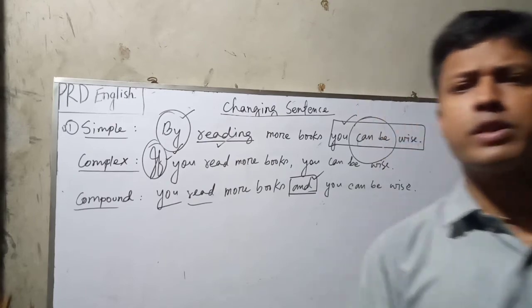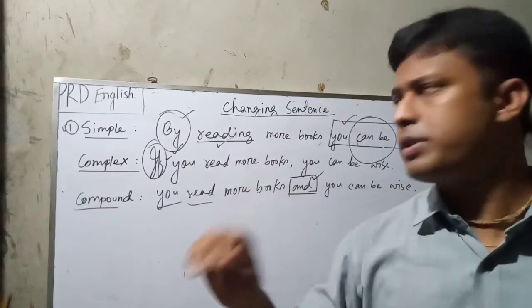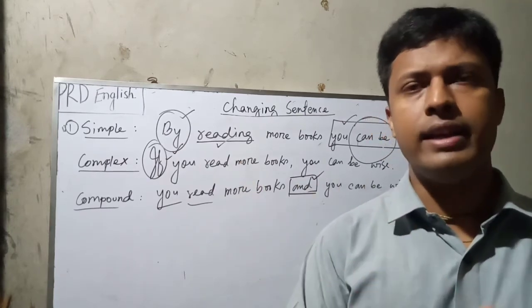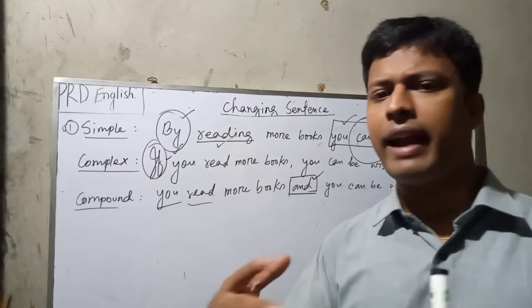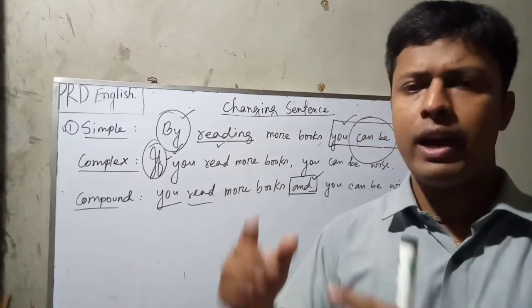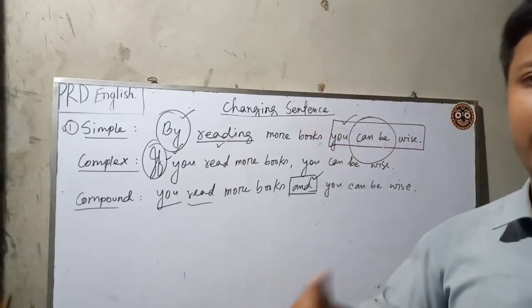Okay, dear students, now I'm going to tell you how to remember these sentences. First of all, we must remember some simple rules. Suppose by, if, and: by in simple, if in complex, and in compound.